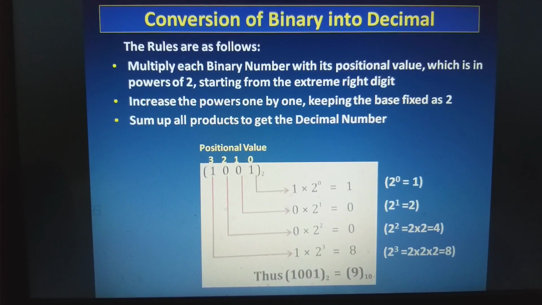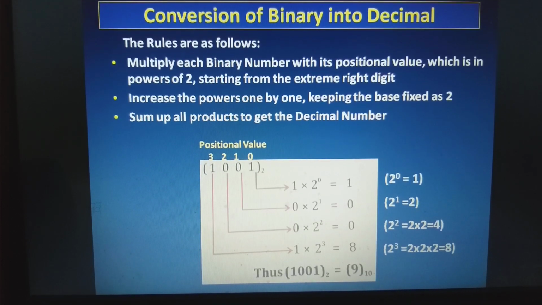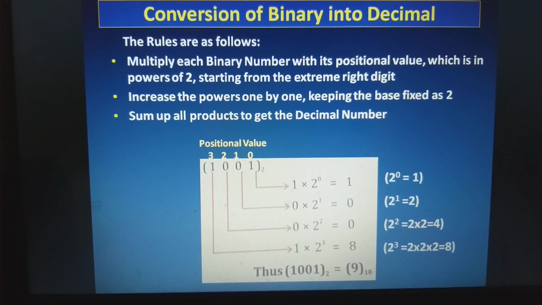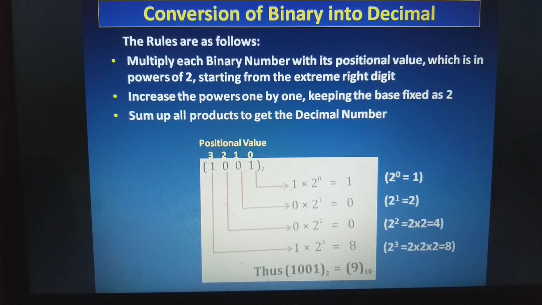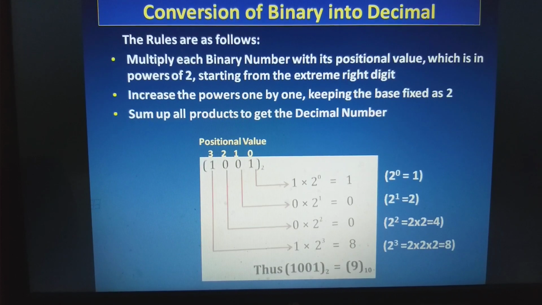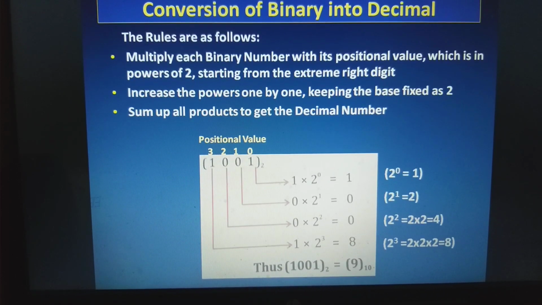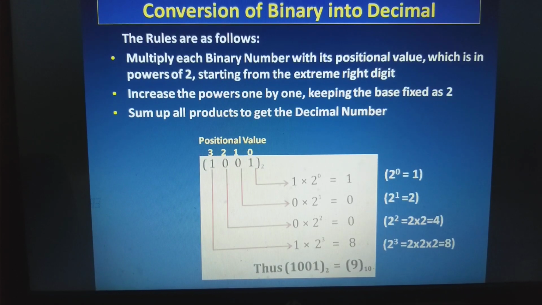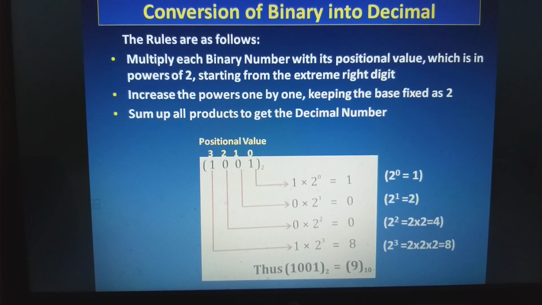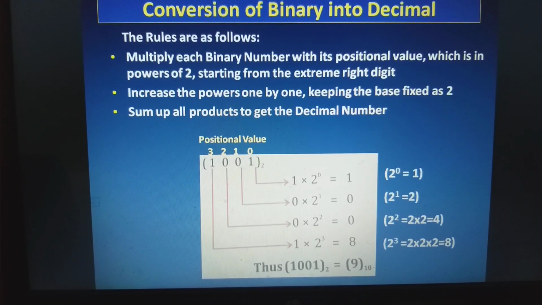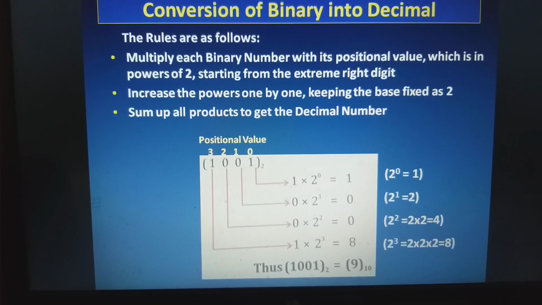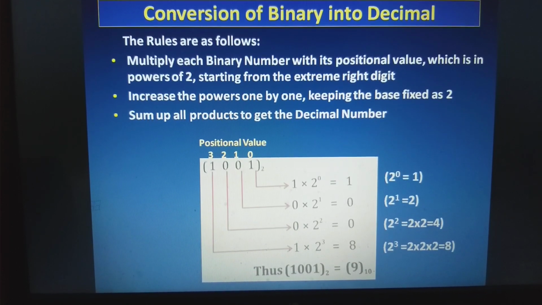So we keep increasing the power of base 2 according to the positional value. So in the following lines we have 0 into 2 to the power 1 equal to 0, because the binary number is 0 and the positional value is 1. 0 into 2 to the power 2 equal to 0, because the binary number is 0 and the positional value is 2. 1 into 2 to the power 3 equal to 8, because the binary number is 1 and the positional value is 3. Sum up all products to get the decimal number.